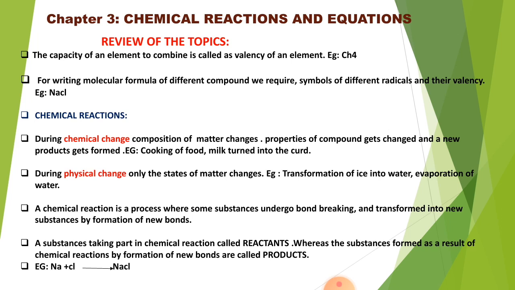A chemical reaction is a process where some substances undergo bond breaking and are transformed into a new substance by the formation of new bonds. A substance taking part in the reaction is called a reactant, whereas the substances formed as a result of a chemical reaction by the formation of new bonds are called products. In the reaction Na plus Cl gives NaCl, what are the reactants? Na and Cl are reactants because they react with each other. And what is the product? NaCl. Yes, so till this we have learned in our last class.